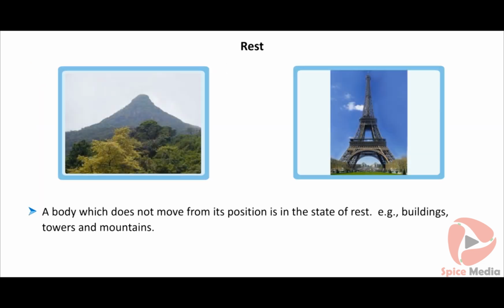Mountains, buildings and towers do not move from their place. They are stationary. These motionless things are in a state of rest. Therefore, all stationary objects which do not move from their place are in a state of rest.